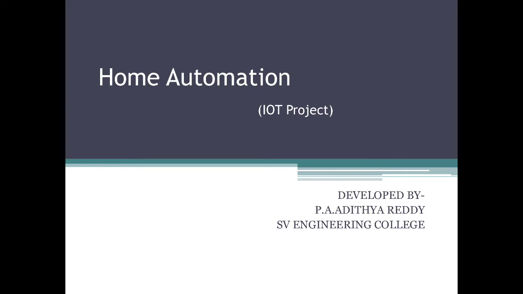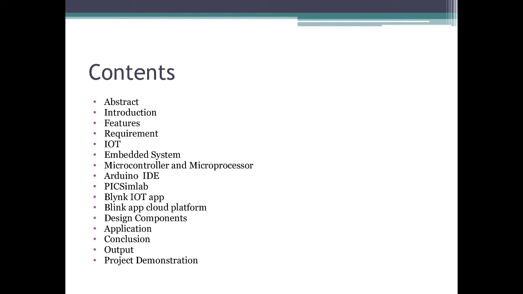Today I would like to explain my project Home Automation. The main contents of the project are abstract, introduction, features, requirement, IoT, embedded system, microcontroller and microprocessor, Arduino IDE, PICSIMLAB, Blynk IoT app, Blynk app cloud platform, design components, application, conclusion, output, and project demonstration.